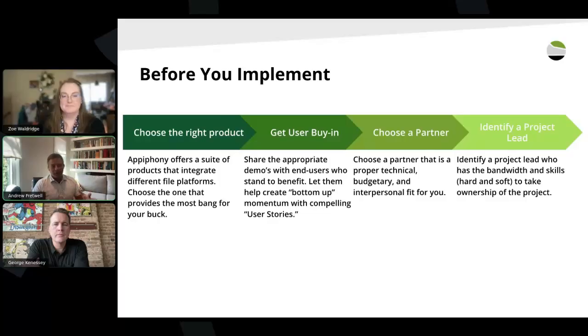One is making sure that you're being really intentional in choosing the right product. As George shared before, there are a number of tools that Appiphony provides that can make life easier for you. And we say choose the right product. It's not just, are you Google Drive or are you a Microsoft SharePoint shop? As you can see, there are things like integrating e-signature, document generation, all that. So when we say choose the right product, it's really about choosing the right starting point.